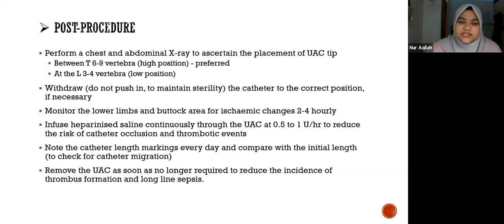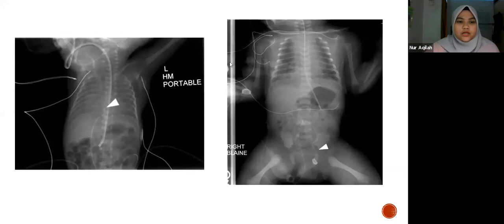First, we have to perform a chest and also abdominal x-ray to ascertain the placement of the UAC. And the preferred placement, as I've mentioned earlier, is the high position between the T6 to T9 vertebra. So this is an example of an umbilical artery catheterization which is properly placed.